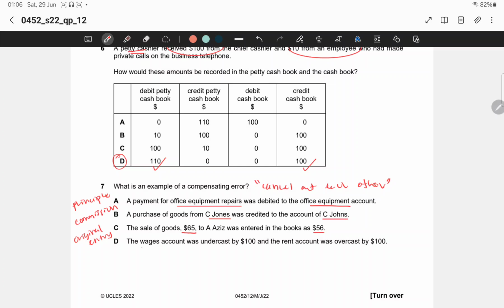Wages account, yes, is an expense. Both are expenses, rent also an expense. So both should be on the debit side, but one is undercast and one is overcast. So they basically cancel out each other. The overcast one can cover the undercast one. So the answer is D. Remember, errors that cancel each other.